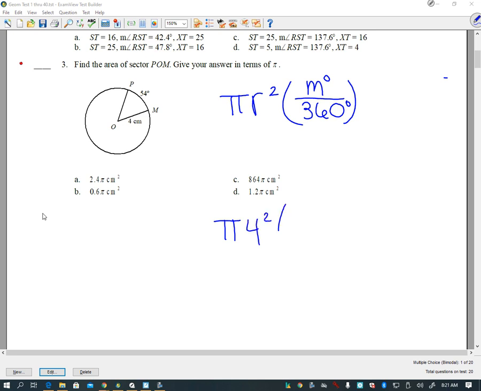So I got 4 squared. What is the measure of our sector? 54 degrees over 360. Okay, 4 squared is 16.